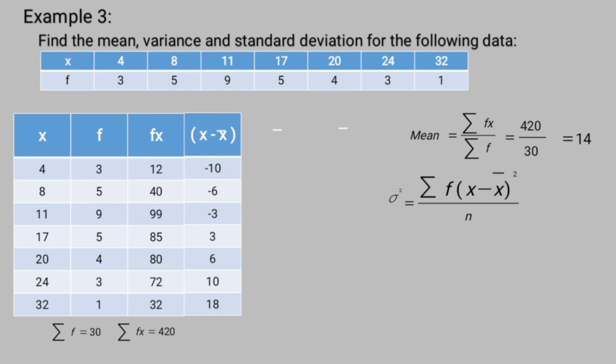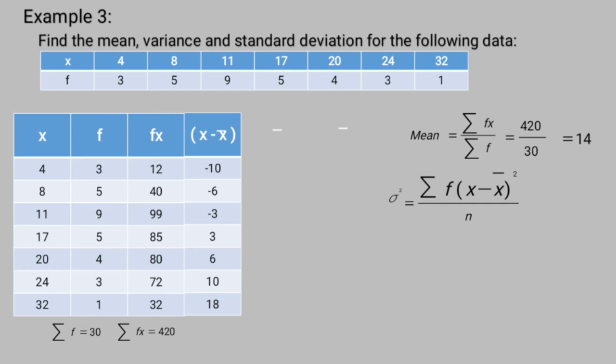That is, x is 4 minus x bar. X bar is what? The mean. Mean value is 14. So 4 minus 14, you will get minus 10. Okay, next 8 minus 14 is minus 6. 11 minus 14 is minus 3. 17 minus 14 is 3. 20 minus 14 is 6. 24 minus 14 is 10 and 32 minus 14 is 18.